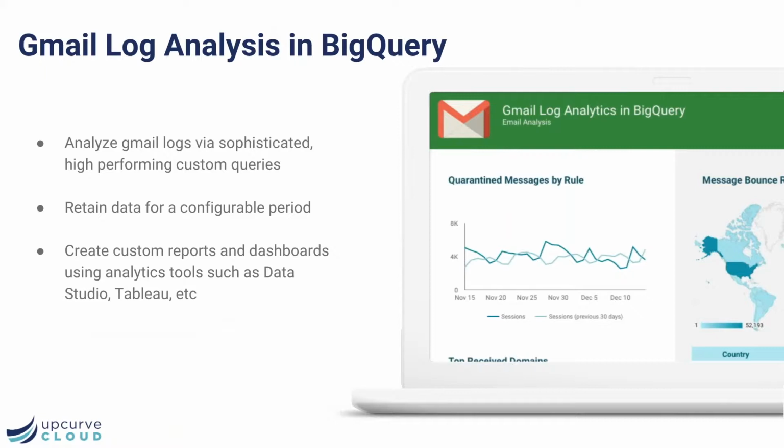One of the new things, I think just announced at Next, is Gmail log. With the Gmail log, you're able to analyze and create reports based on what's going on in the company's email. Like it says there, you can analyze logs and create really high performance custom queries. You can retain the data for a certain amount of time or even indefinitely. And because it's Gmail and BigQuery, you can connect things like Data Studio, which is what you can see right here, to create an actual visual view of it rather than just rows of data.